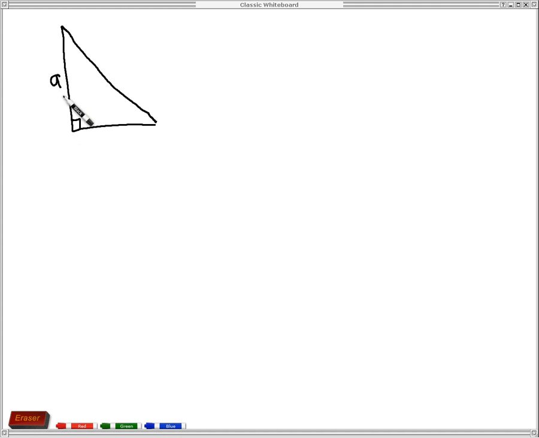If we label these sides A, B and C, then we can say that A squared plus B squared equals C squared. So the sum of the square of A and the square of B equals the square of the hypotenuse. So let's put a few numbers in here and just see it working.